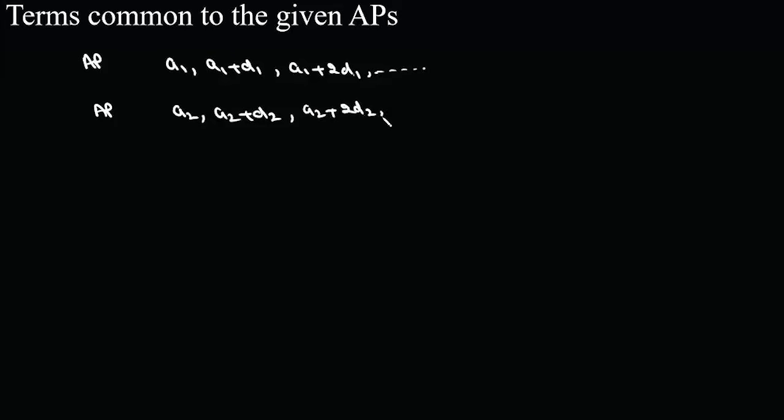Now in sequence and series, we have this one shortcut which is very handy when it comes to problems involving terms common to two or more given arithmetic progressions. So we'll be given two APs. Suppose we have this first AP which is characterized by A1, A1 plus D1 and so on. And we have this second AP which is A2, A2 plus D2, A2 plus 2D2.